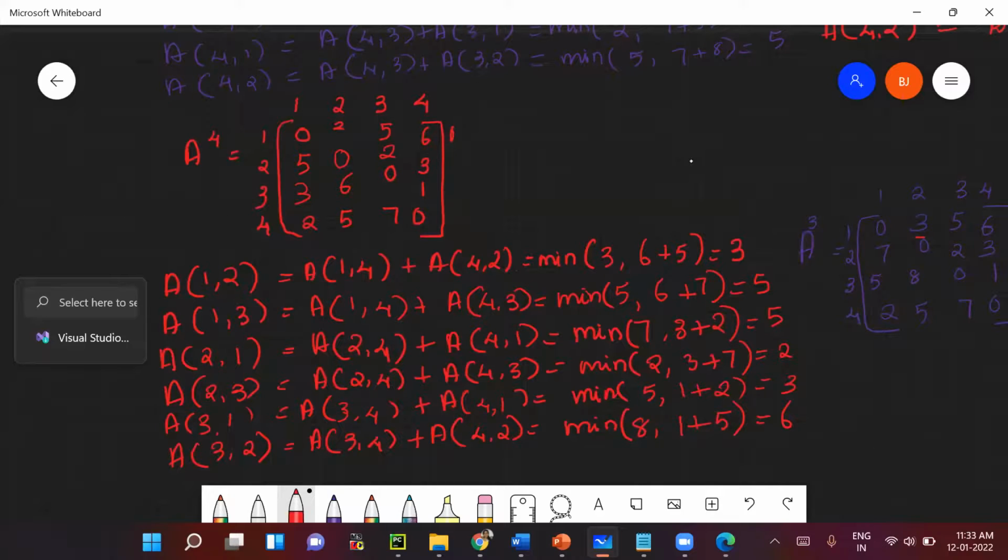What is the meaning of A4? What is the distance matrix A4? How are we constructing the distance matrix A4? What is the first step when you are constructing A4? Which vertex will be considered as an intermediate vertex?